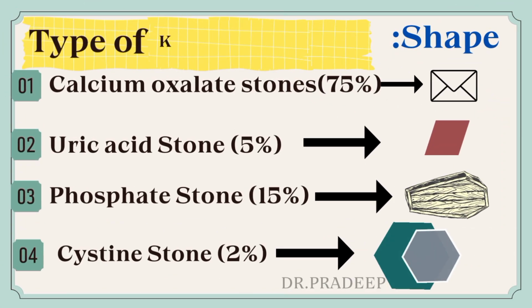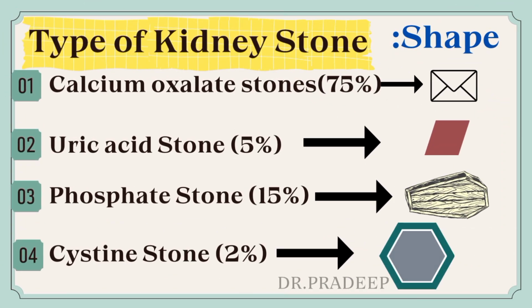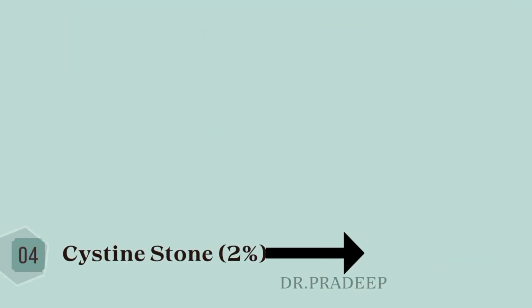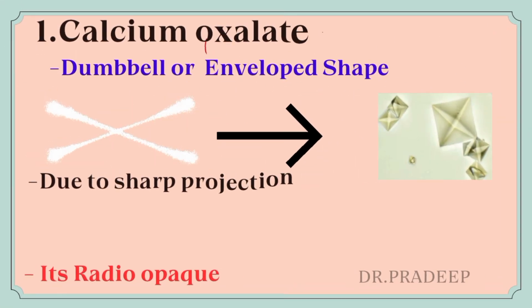Let's go to the types of stones. 1. Calcium oxalate stones 75%. 2. Uric acid stones 5%. 3. Phosphate stones 15%. 4. Cystine stones 2%. 1. Calcium oxalate stones are the most common types of stones.